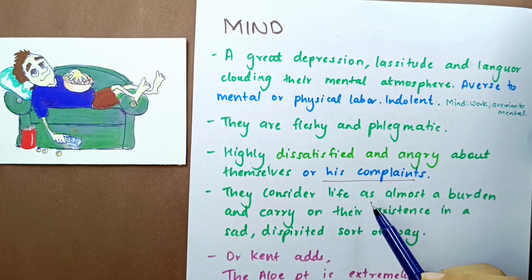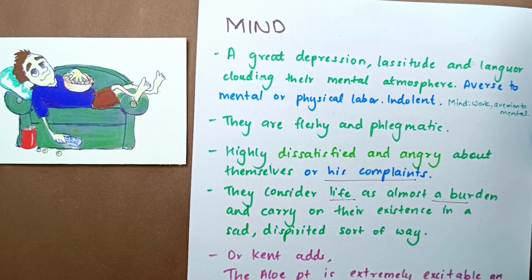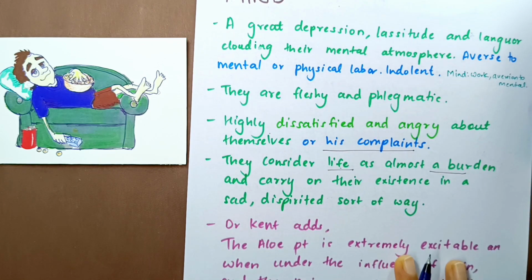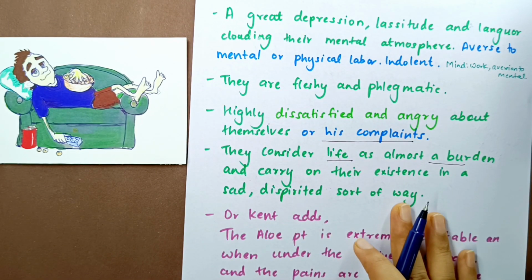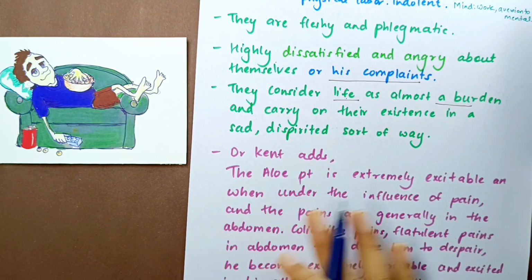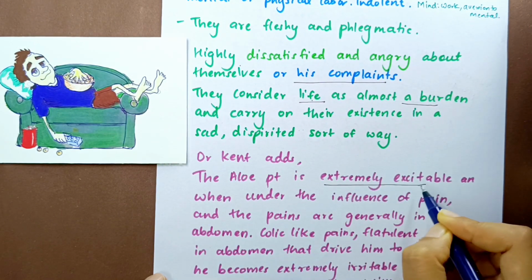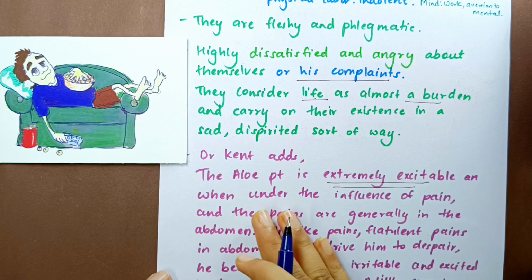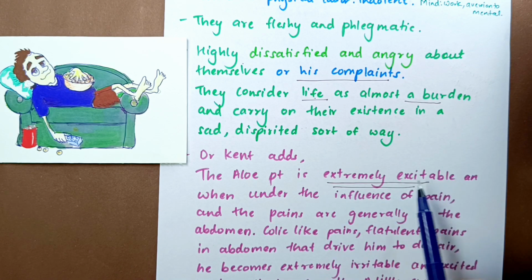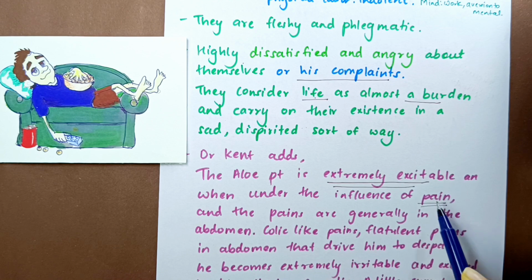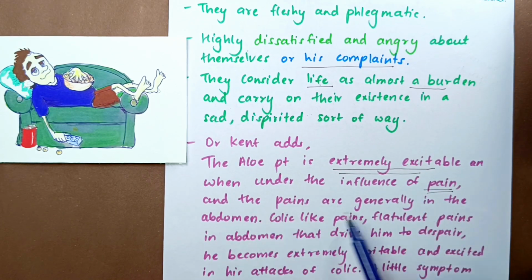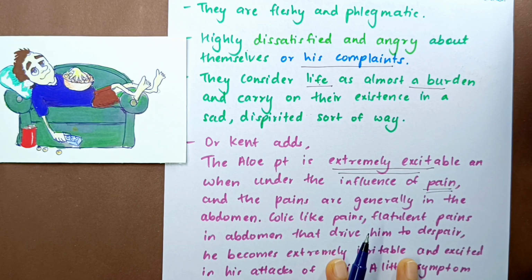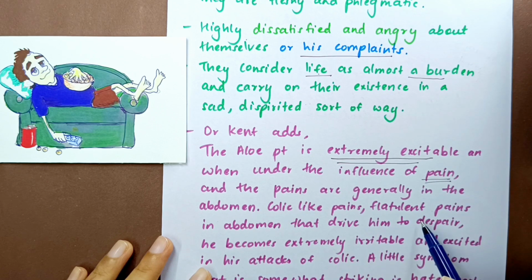Now they consider life almost a burden. So life has become a burden for them, and they carry on their existence in a sad, dispirited sort of way. Here Dr. Kent adds that this aloe patient is extremely excitable when under the influence of pain. When they are going through pain, they are extremely excitable, and the pains are generally in the abdomen, because we know that this remedy is mainly for diarrhea and congestion. So colic-like, flatulent pains in the abdomen drive him to despair. Again, that will make him sad.